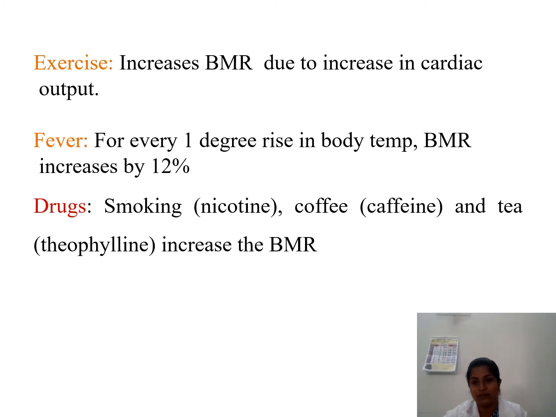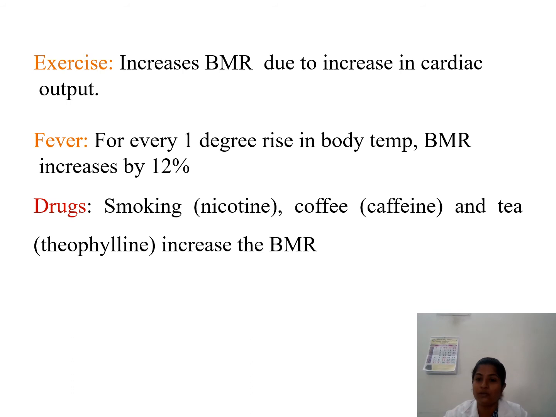Next is exercise. During exercise what happens? The muscular activity is more, hence it requires more and more nutrients, and this is helped by the heart. It will pump more and more blood to the muscles during exercise. So cardiac output is more, hence the BMR is more during exercise or increased physical activity.